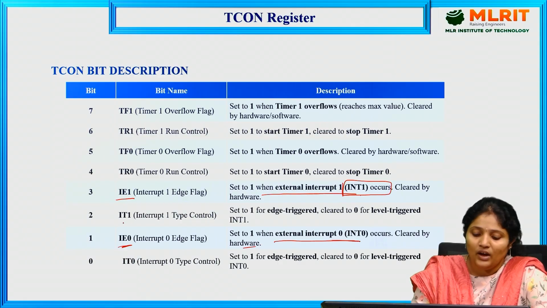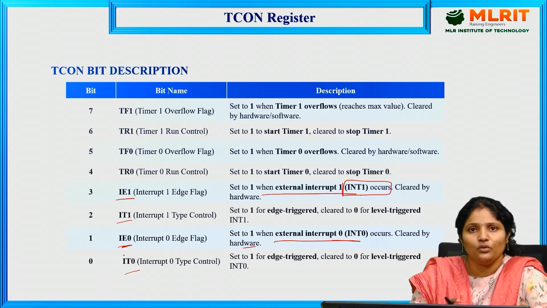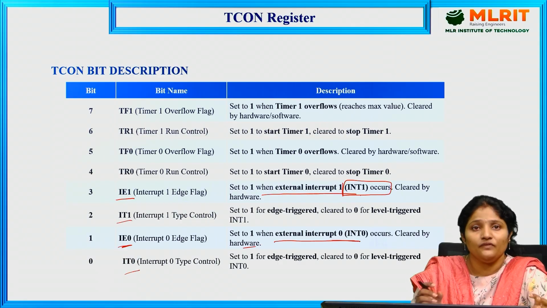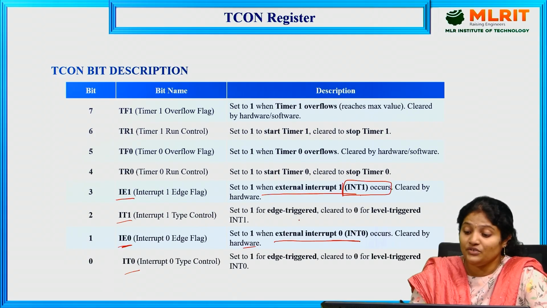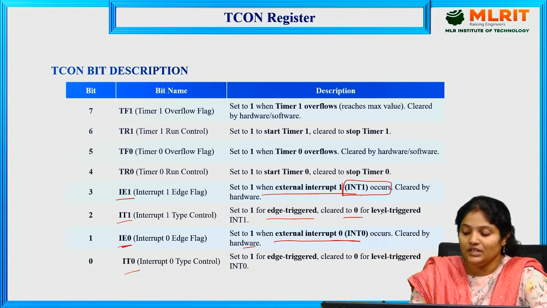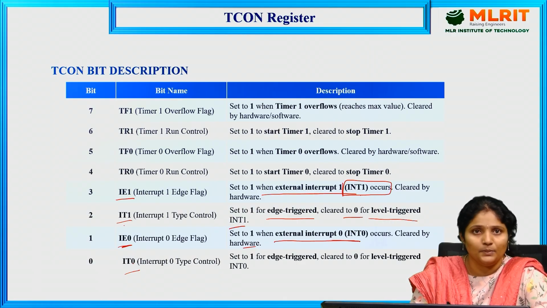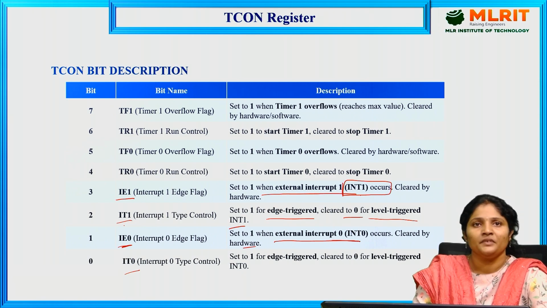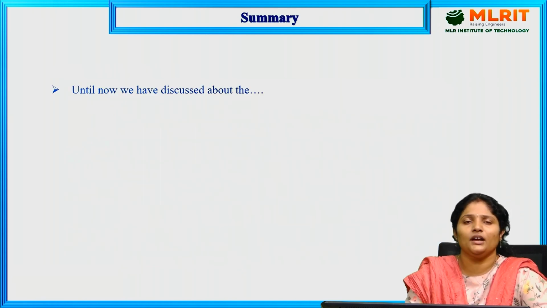IT1 and IT0 are used so that if they are 1, edge triggered is selected, and if 0, level triggered. This is for INT1, interrupt 1, and this is for INT0, interrupt 0, the external interrupts. Okay, so until now I have discussed this.